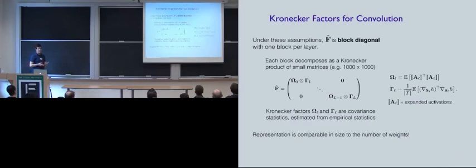When we make these assumptions, we get a similar form to what we derived in the fully connected case. We get a block diagonal structure for the Fisher information matrix, where each of the blocks is a Kronecker product of small matrices. Each of the factors in the Kronecker product are statistics that we can estimate from the activations of the network and from the derivatives. This gives a representation which is comparable in size to the number of weights in the network, so it's a very compact representation.